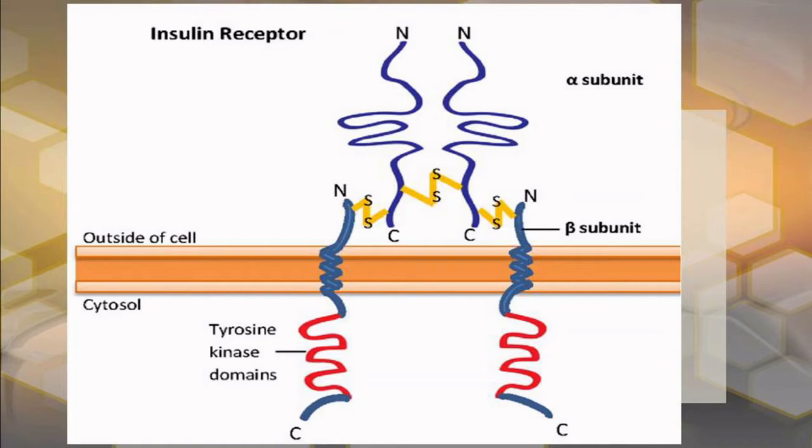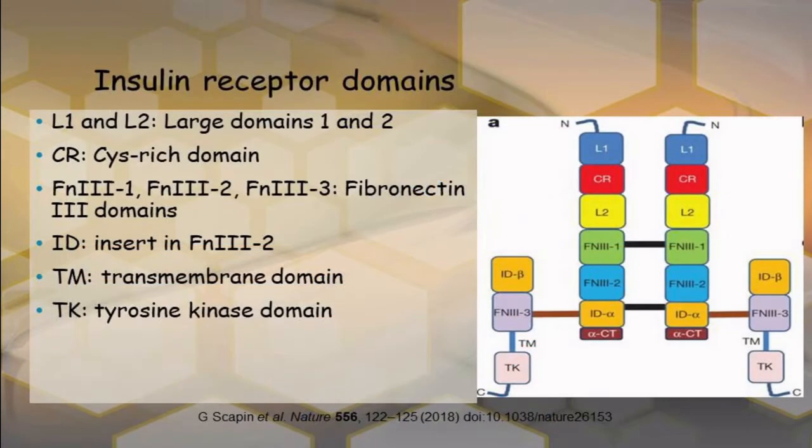A very small part of the beta subunit and almost the complete alpha subunit is present extracellular to all the cells. The insulin binding portion is the alpha subunit, and the intracellular signaling is done by the beta subunit. The beta subunit has a tyrosine kinase domain in the intracellular position. So these are the different domains that are present in the receptor structure.